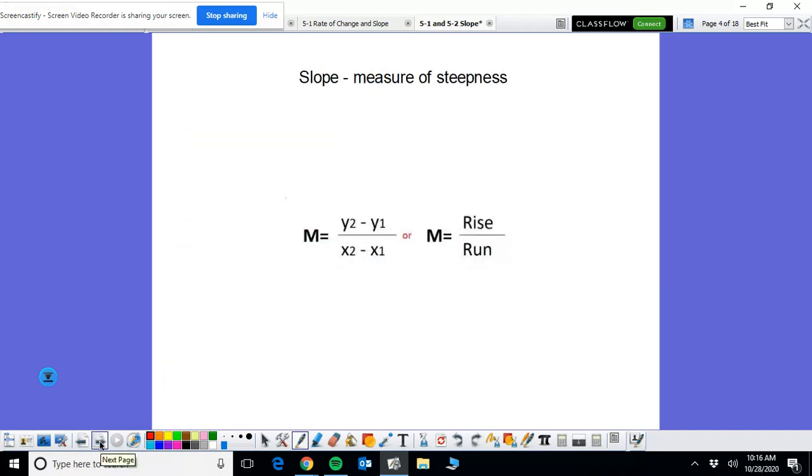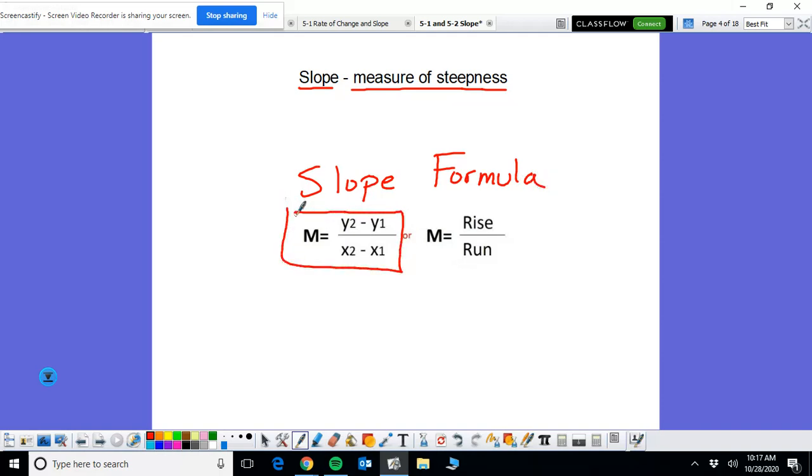So what is slope? Slope, very simply, and make sure this is all in your notes, is the measure of steepness of a line. So it's how steep a line is. We have a way to measure that. And this right here, class, is extremely important. This is called the slope formula. I can't stress this enough. Make sure you highlight this. Put a box around it.